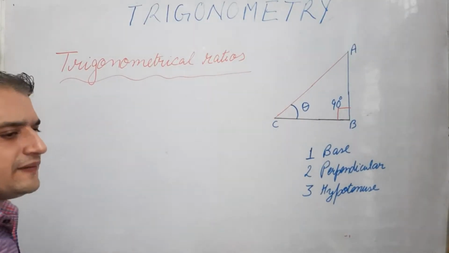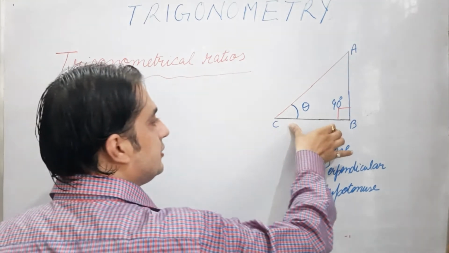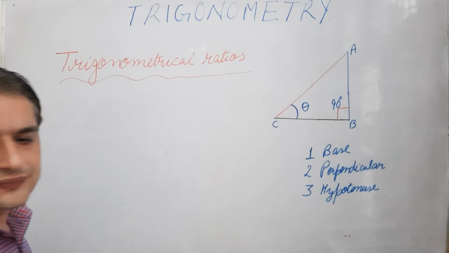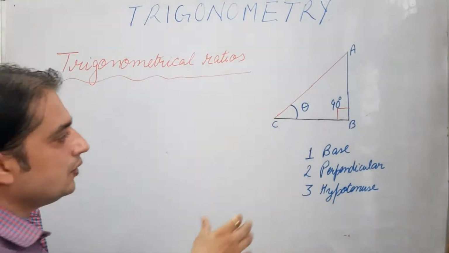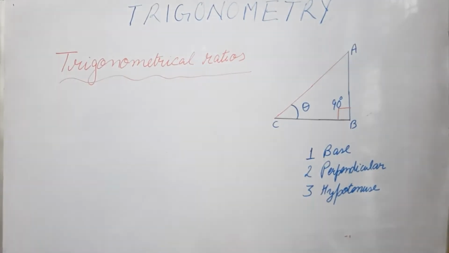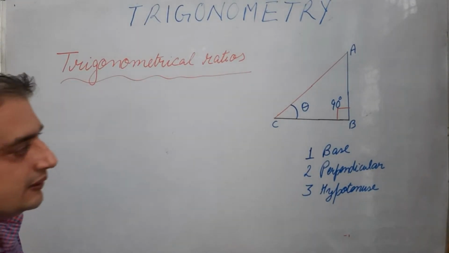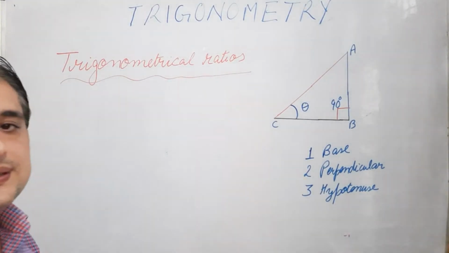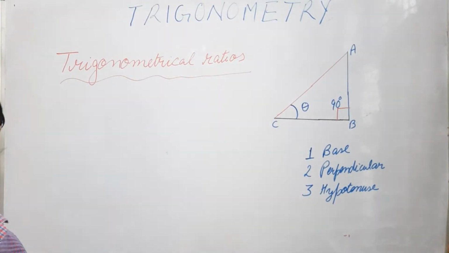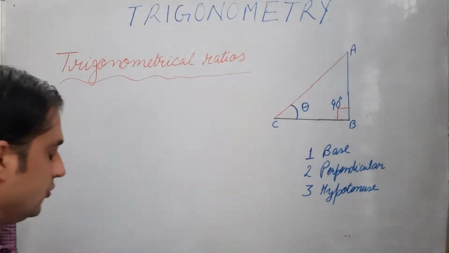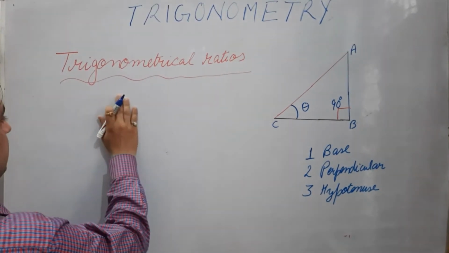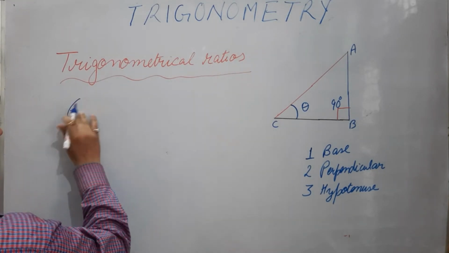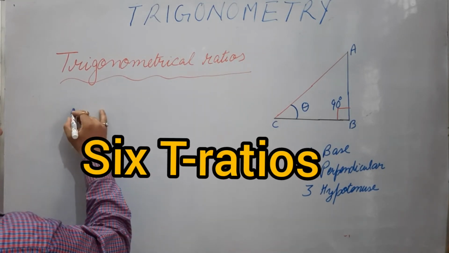So ratio between the lengths. Either you can take AB upon BC or BC upon AB. So there, the three sides of a right angled triangle, AB, BC and AC, give 6 trigonometrical ratios. तो हमें जो रेशियो मिलेंगे वो कितनी मिलेंगी? That is 6. We will get 6 trigonometrical ratios.